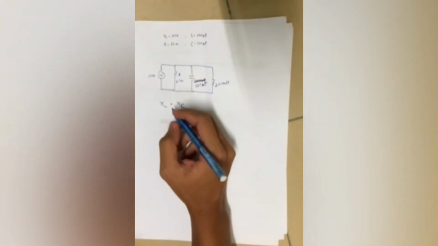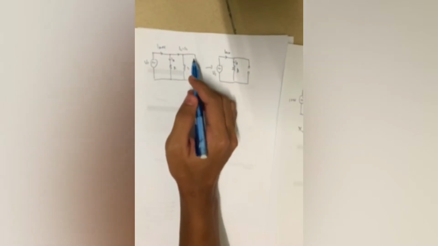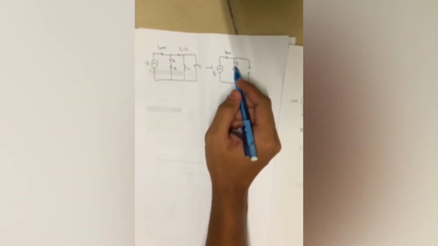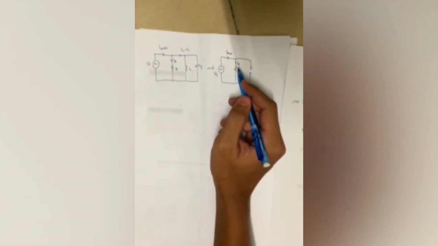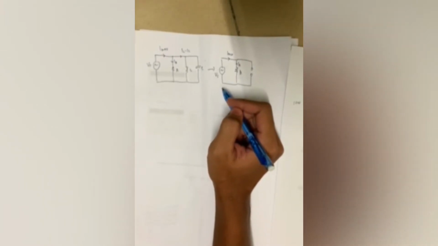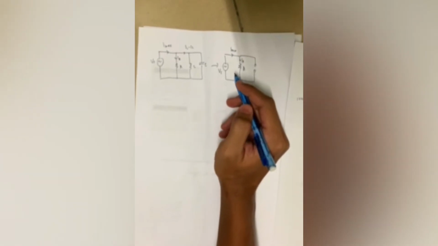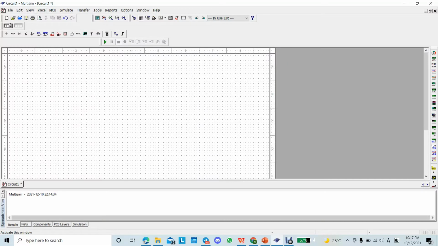So in this parallel circuit, when resonance is applied, the circuit becomes like this. The inductance and capacitance act as an open circuit. So the total current will be in phase with the supply voltage, which means the current becomes minimum while the impedance becomes maximum. Okay, that's all.